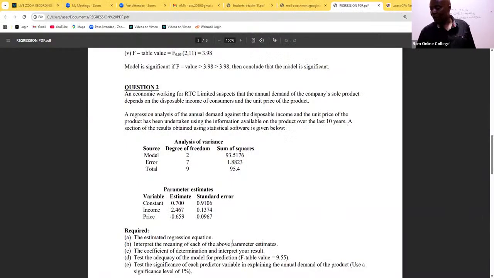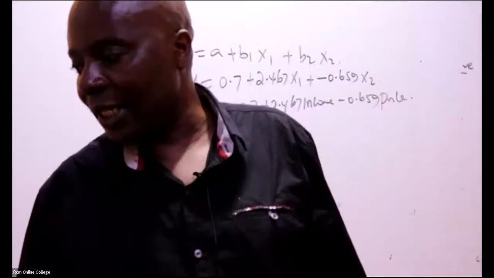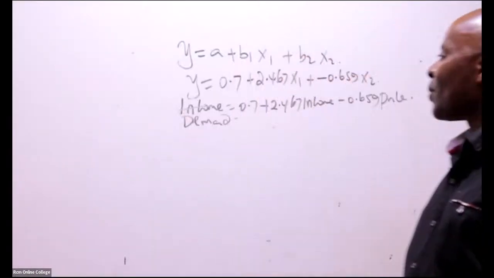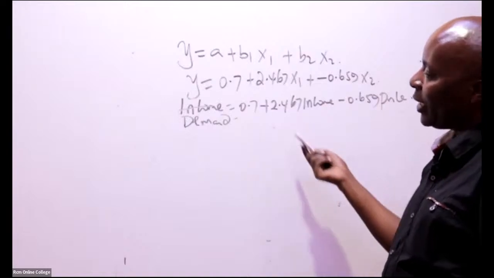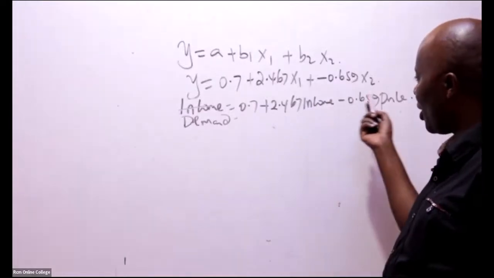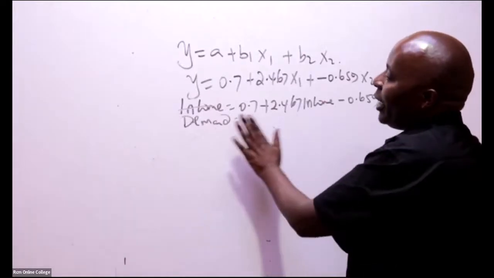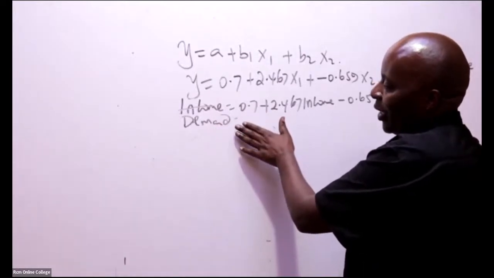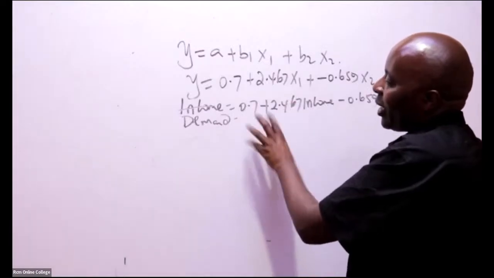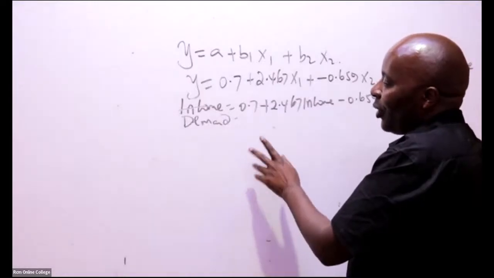In Roman 2 of this question, they want us to interpret the meaning of each of the above parameter estimates. Let me just explain a little bit, and then we read. You see, this 0.7 is a constant demand. It is the demand when income is 0 and price is 0. If income is 0 and price is 0, then demand will be exactly 0.7. So this 0.7 is the constant demand, which is not dependent on income or price.